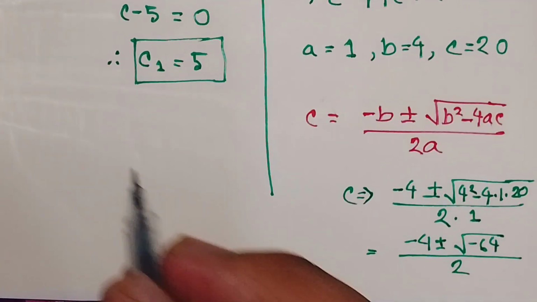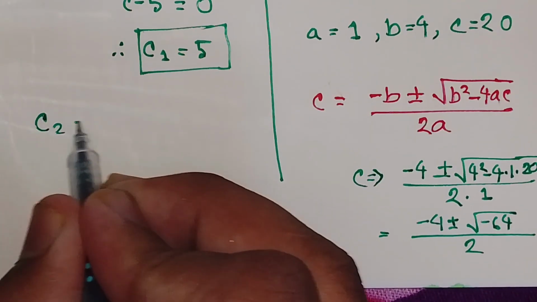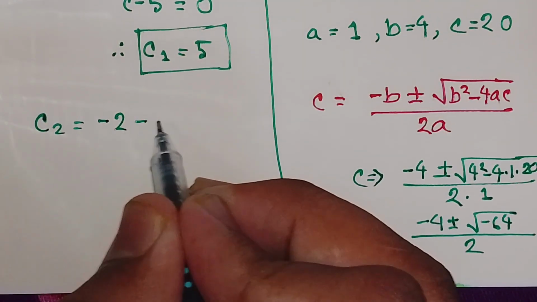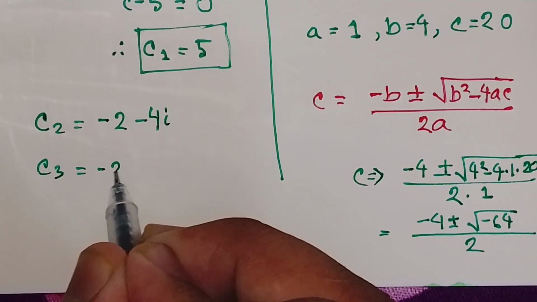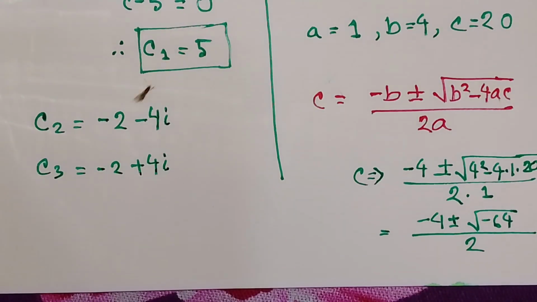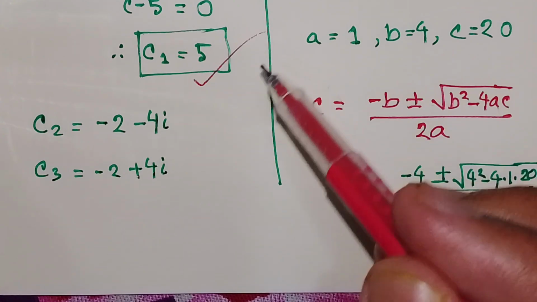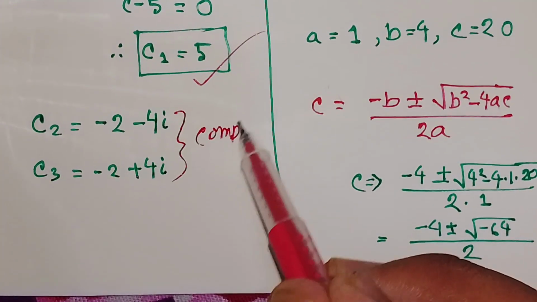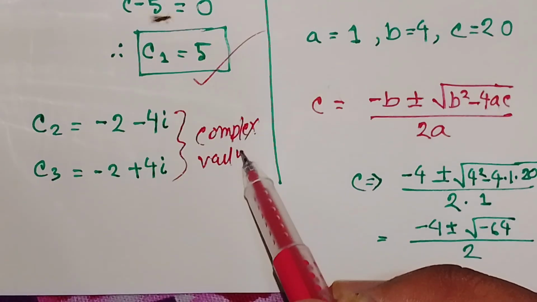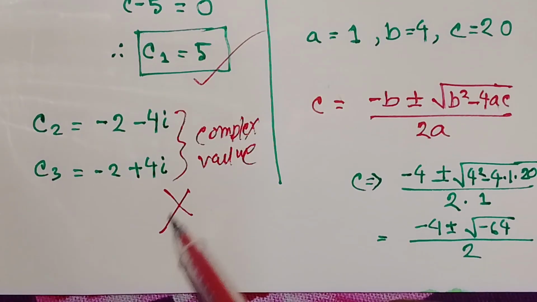So from here we can write the value of c2 will be minus 2 minus 4i, and c3 will be minus 2 plus 4i. So this is the correct answer, and these two will be complex values, so we cannot use them.